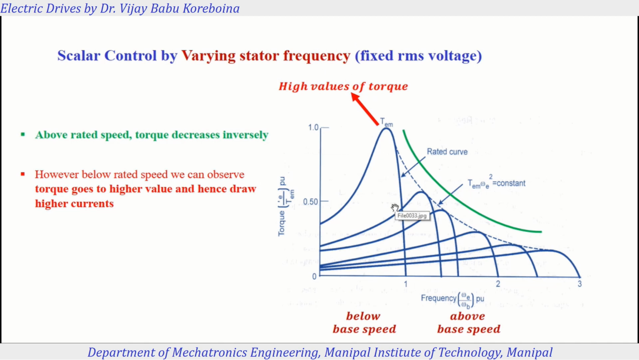That would cause higher torque requirements, meaning higher current requirements. Higher current requirements means you are going beyond the rated values. That would cause damage to the motor drive. So applying a low frequency with fixed RMS voltage will cause damage to the motor drive. Hence this frequency control is preferred above the rated speed. Above the rated speed, we can see the characteristic nature is inverse, which is nothing but a constant power kind of nature.